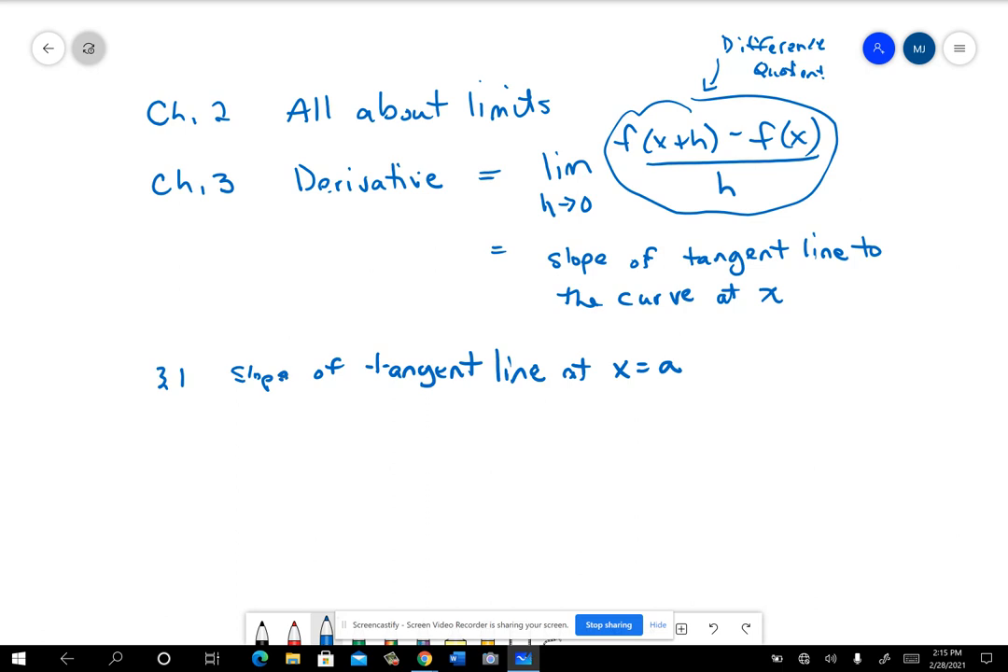At a particular point, the slope of a tangent line, sorry, my pen, I've explained before, I just am too cheap to go buy a new one. They cost a lot. So the slope of the tangent line at x equal a is the way 3.1 starts off talking about it. And there's two basic definitions.